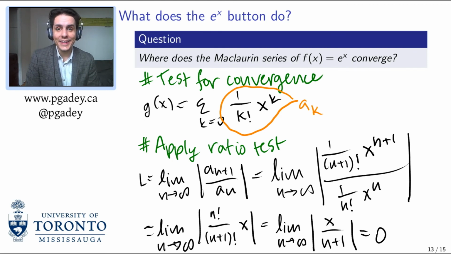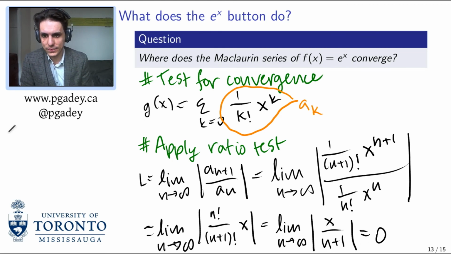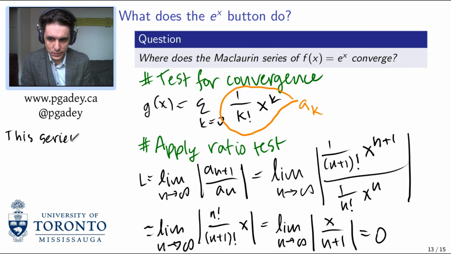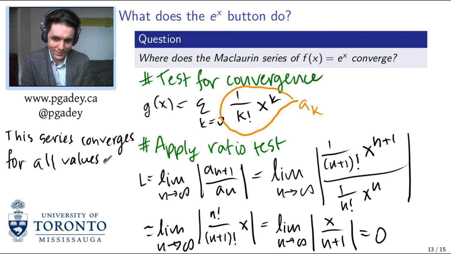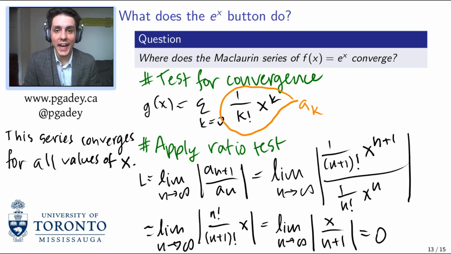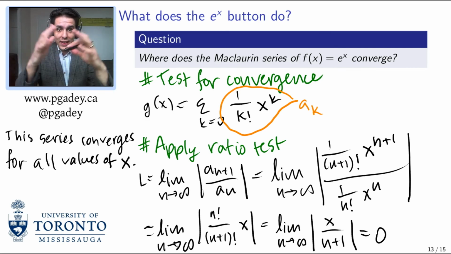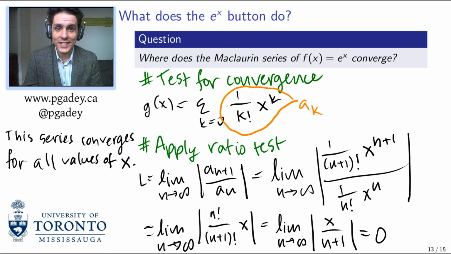So what we get is that this converges for all values of x. We could say that this has an infinite radius of convergence. Every value in the real numbers causes this series to converge. Beautiful.